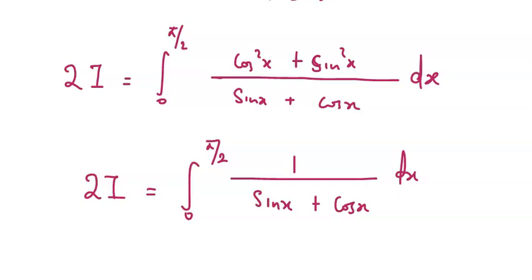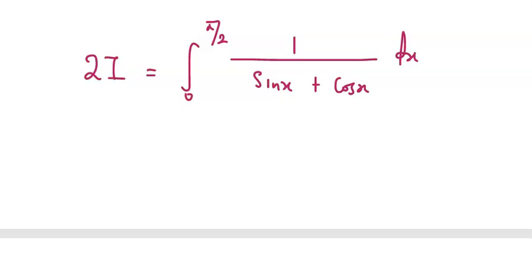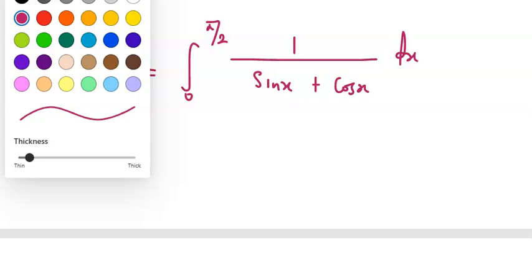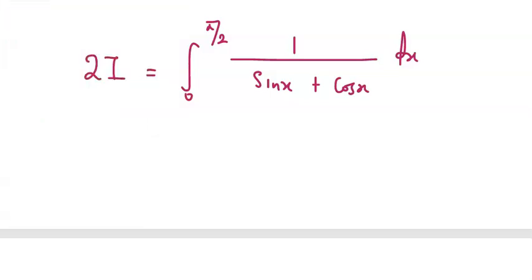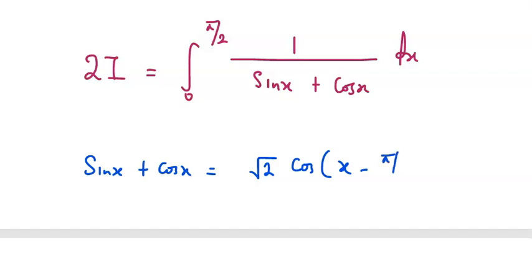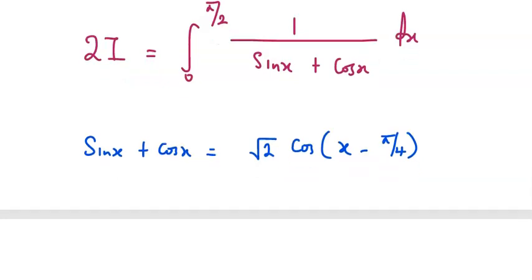Cool. So what is next? We're going to use this nice trigonometric identity. We have that the sine of x plus the cosine of x is equal to the square root of 2 multiplied by the cosine of x minus pi over 4. So we're going to use this nice identity here.